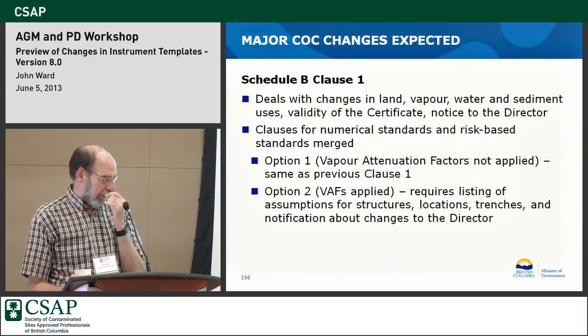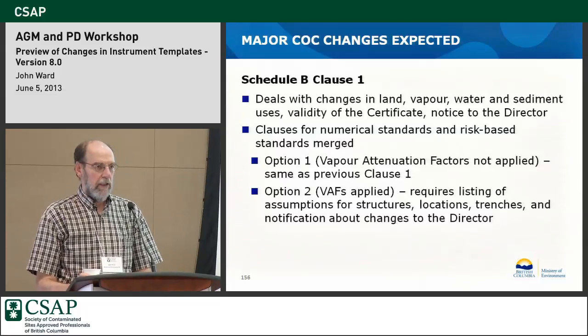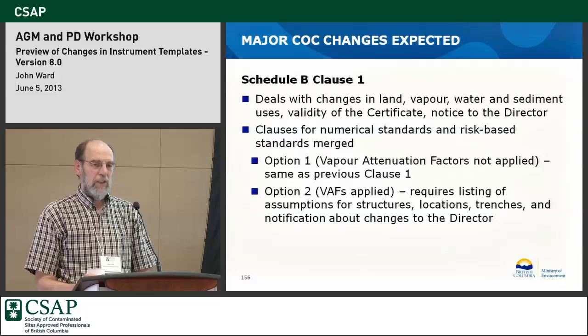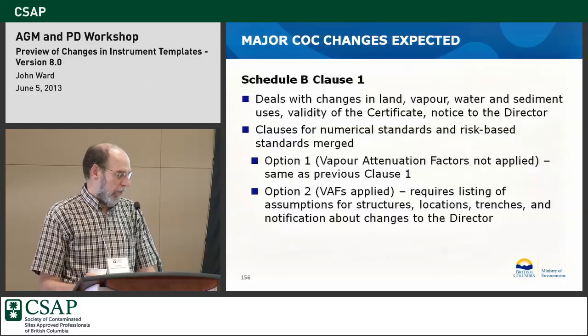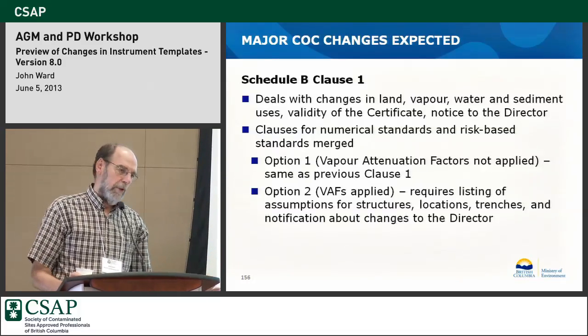Schedule B clauses. The first clause is about how, if you change the land, water, vapor or sediment uses, you might invalidate the certificate. And by the way, you have to send a written reminder to the director that you've changed it. There were two clauses like that: one for numerical standards and one for risk-based standards.